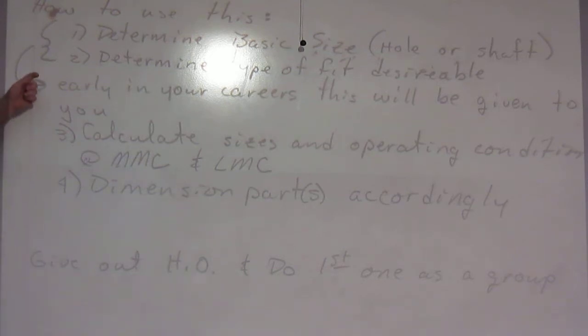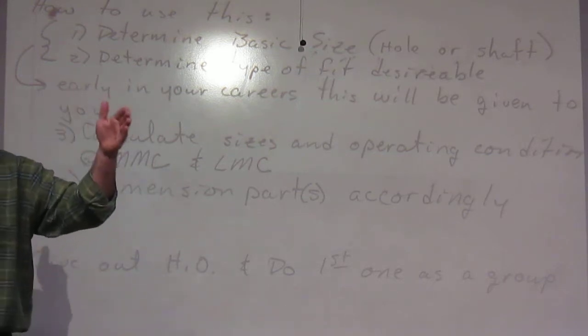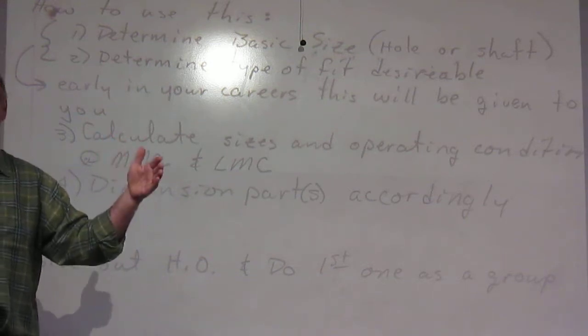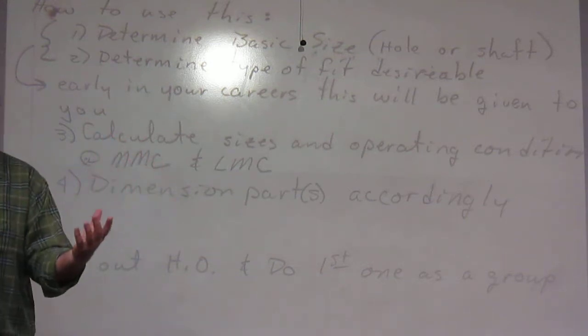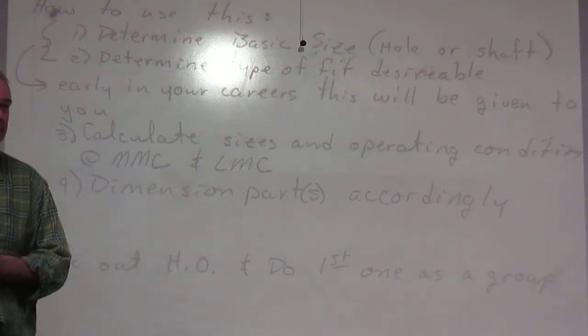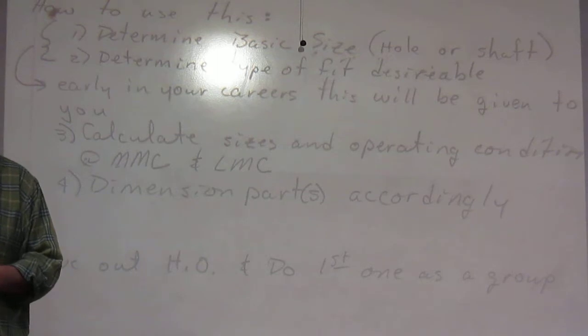Last thing we do, once we determine the type of fit, then we calculate all our sizes. We make sure we analyze them at MMC and LMC: maximum material condition, least material condition. That's going to give us the endpoints of these operating conditions. And we then, like we talked about yesterday, we may or may not assume everything in between those is going to work good or not good. But we can make some assumptions.